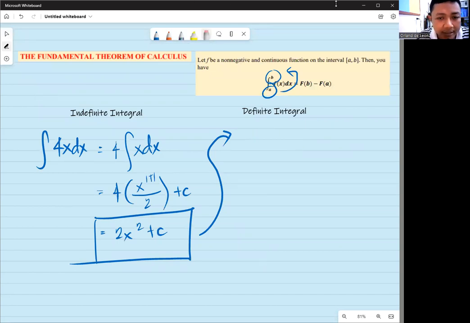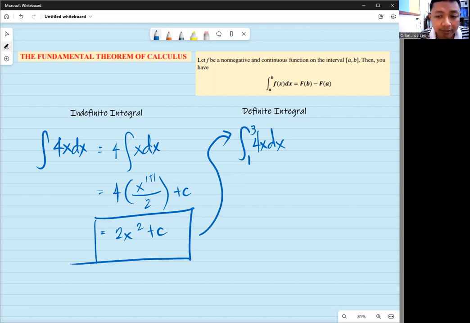What if our given tells us like this? If, for example, we are asked to find the definite integral of 4x dx bounded from 1 to 3. So this one now, we will be using this formula to solve for this. Of course, the first step is to get its integral. Can you follow? The first step is to solve for the integral.